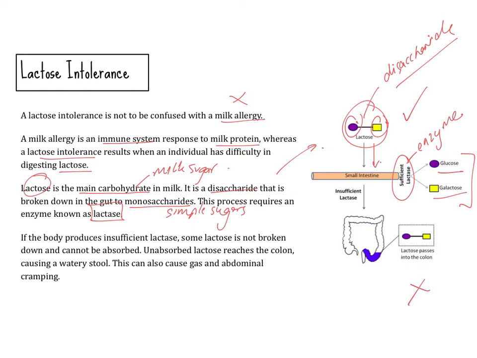However, when somebody does have lactose intolerance, it is due to the fact that they don't have enough of the enzyme lactase. And as a result, the disaccharide lactose cannot be broken down. What happens then is that the lactose will continue to travel until it passes into the colon, which is the lower part of the digestive tract. And unabsorbed lactose reaches the colon, causing a watery stool. This also can cause gas and abdominal cramping, which are some of the symptoms or the physical effects of somebody with lactose intolerance.